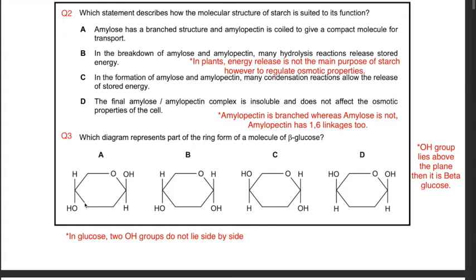Therefore, B is incorrect. C. In the formation of amylose and amylopectin, many condensation reactions allow the release of stored energy. That is again incorrect because energy is released not by condensation reactions, however by hydrolysis reactions. And again, the main function of starch is to regulate the osmotic properties and not to release stored energy. Therefore, C is again incorrect. D. The final amylose-amylopectin complex is insoluble and does not affect the osmotic properties. Yes, that is correct. Amylopectin and amylose are polymers and they do not affect the osmotic properties as they are insoluble. Only soluble molecules will affect the osmotic properties. Therefore, D is the correct answer.